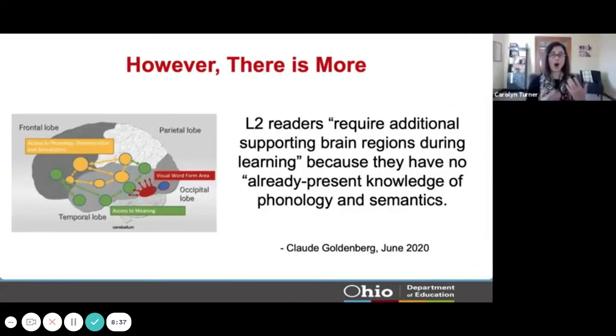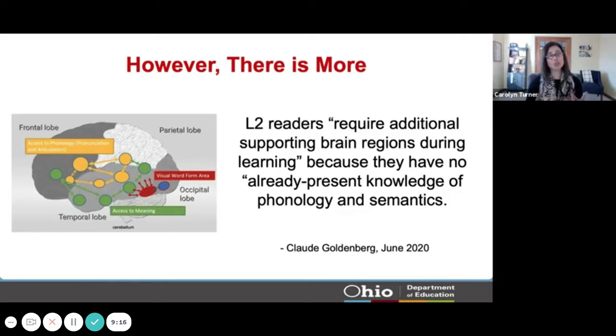And so again, our L2 readers are requiring additional supporting brain regions during learning. They don't have an already present knowledge of the phonology of English or the semantics of English, the meanings of English. And so we really have to provide instruction that activates those areas, that activates the front part of the brain, where the phonological processing takes place, and also this part here in the middle that is activating the semantics, the meaning part and the context part, because they don't come with those already structures of English.